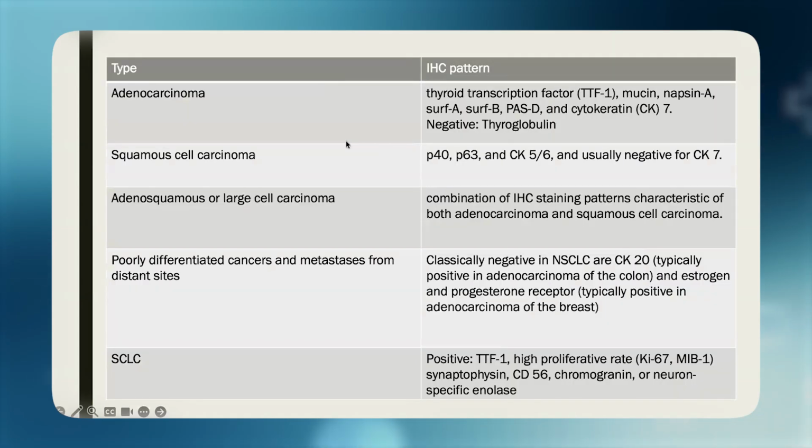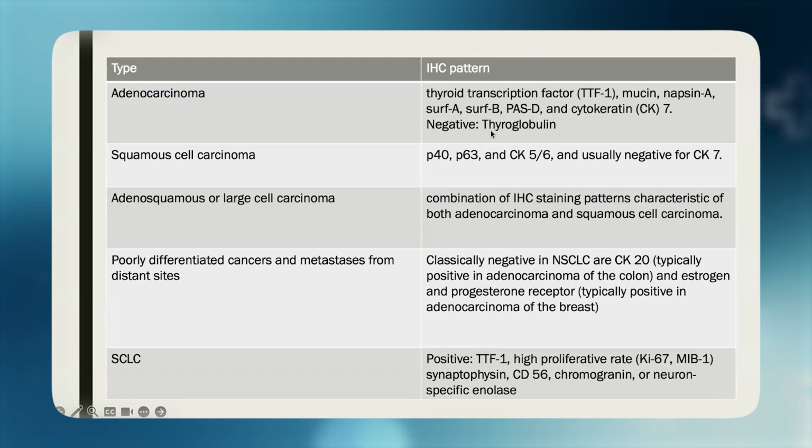These are the common patterns. I don't know how much they ask on MRCP 1, maybe more. So, the immunohistochemistry pattern in different kinds of cancers, you can notice. Adenocarcinoma, which we already discussed, is thyroid transcription factor 1 positive. That is mostly present. Also mucin, napsin A, surfactant A, surfactant B, and cytokeratin. So TTF1 you can remember, mucin you can remember, cytokeratin CK7 you can remember. The others are negative, and it is negative for thyroglobulin.